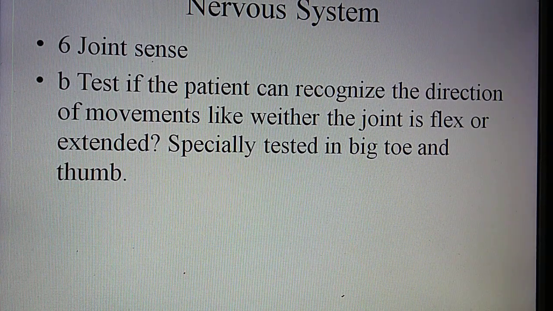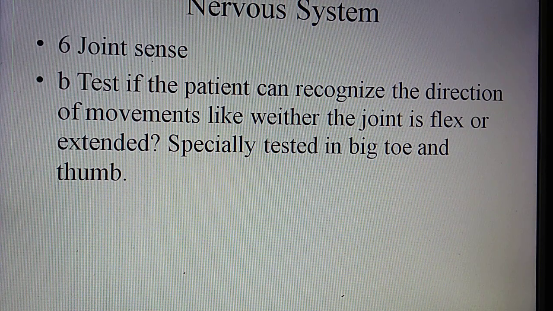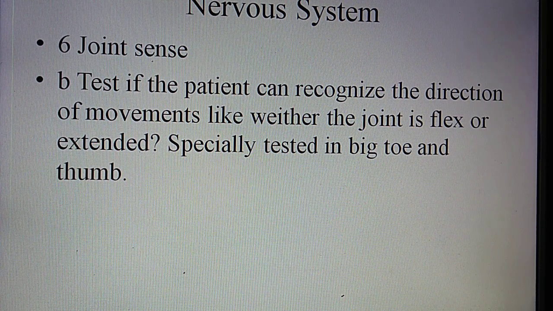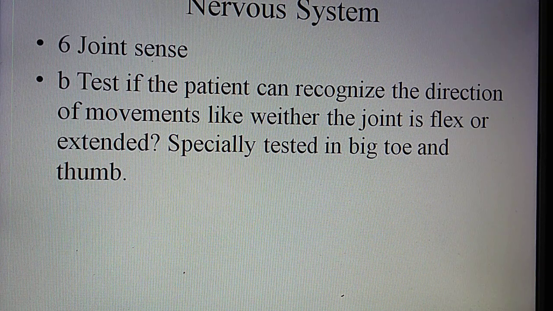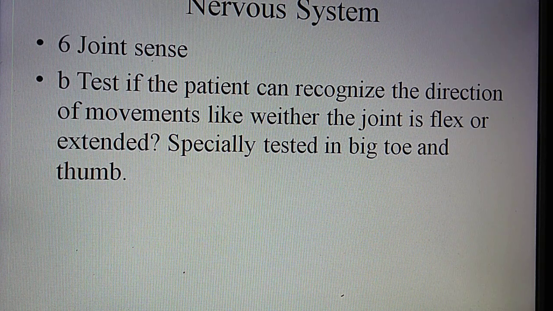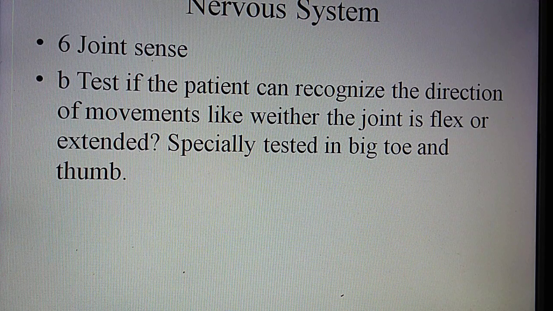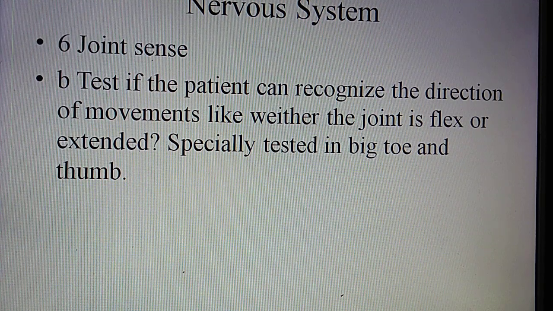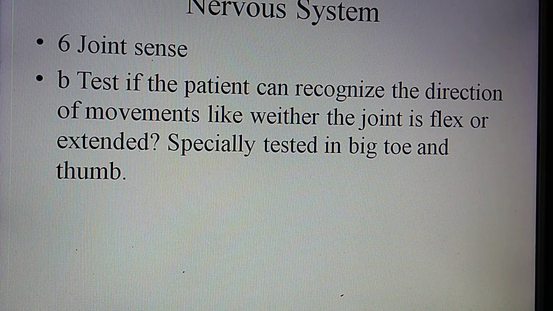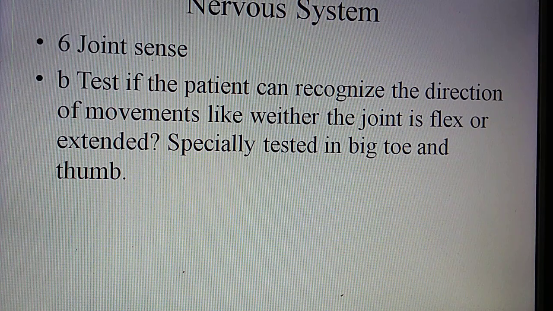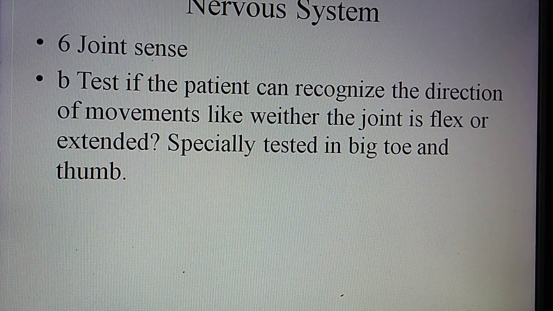Then one more method is there: test if the patient can recognize the direction of movement, like whether the joint is flexed or extended, specially tested in the big toe and thumb. Whether the patient or a subject is able to identify the direction of movement. Here these are the ways how you can test the joint sense.